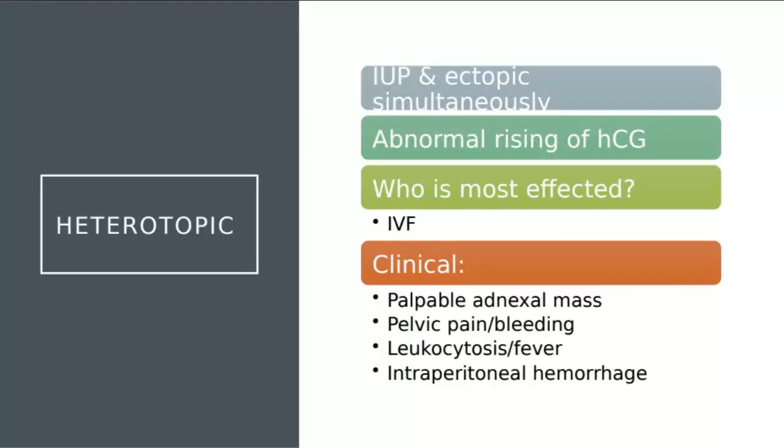Clinically, the patient will have a palpable adnexal mass, pelvic pain and bleeding. They could have a fever and leukocytosis. And again, depending on where that ectopic pregnancy is located, we could have some intraperitoneal hemorrhaging as well.